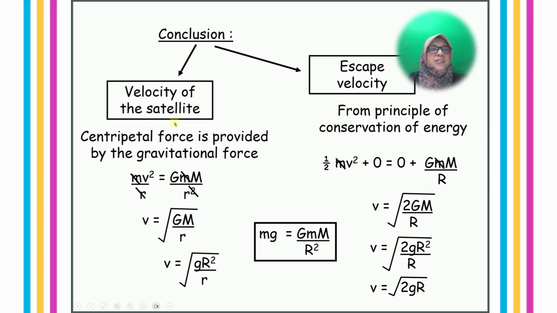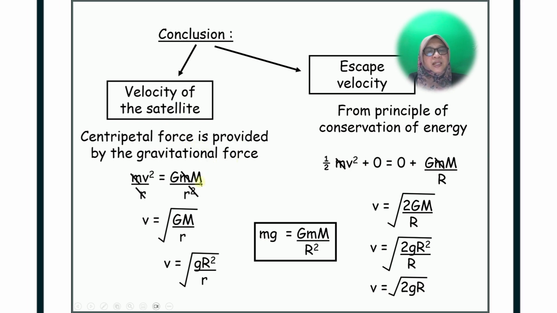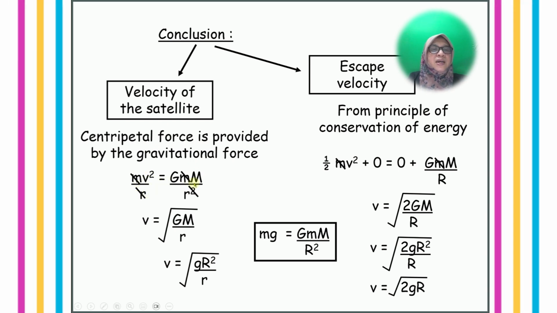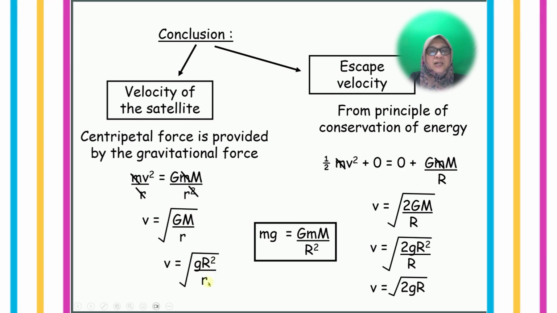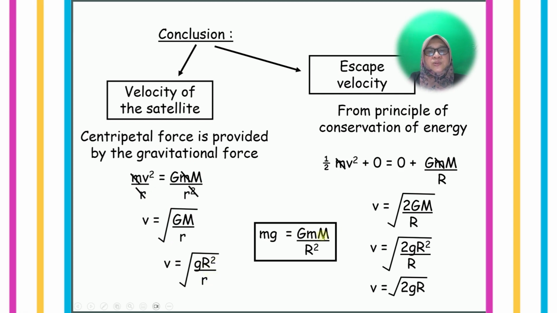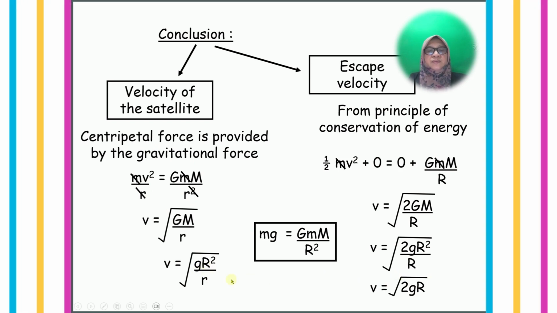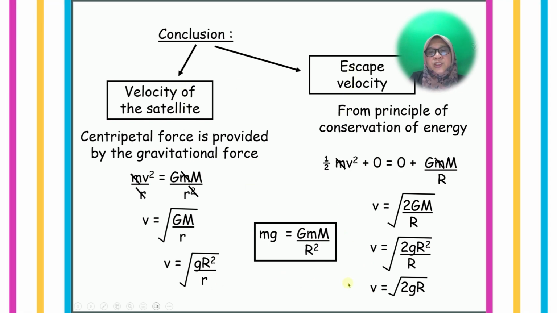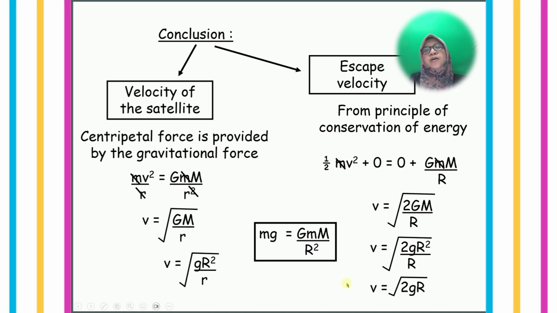For the velocity of the satellite, we use the centripetal force concept, where it is provided by the gravitational force. So let's say the centripetal force is mv squared over r, and the gravitational force is GMm over r squared. So we solve for v, we get the square root of gr squared over r, right? Or gr squared we can substitute with GM, so we get the square root of GM over r. So be careful with the two different velocities. One is escape velocity and the other one is velocity of the satellite. Make sure you don't get confused with the formulas used for escape velocity and velocity of the satellite.